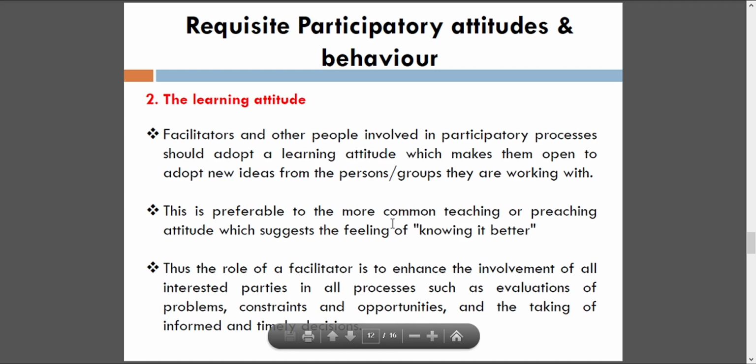The second attitude or behavior is the learning attitude. So facilitators and other people involved in the participatory processes should adopt a learning attitude. This means that they should be open to new ideas from other people that they are working with.